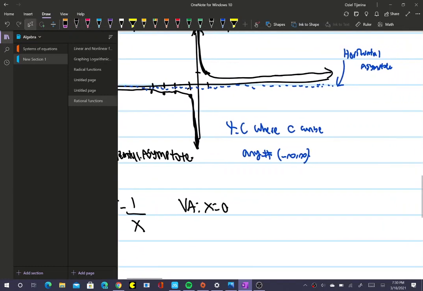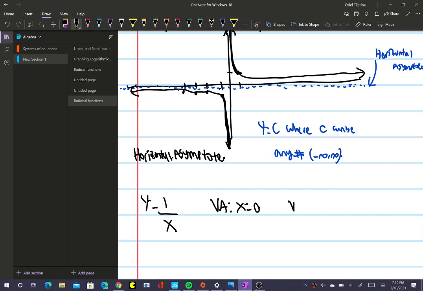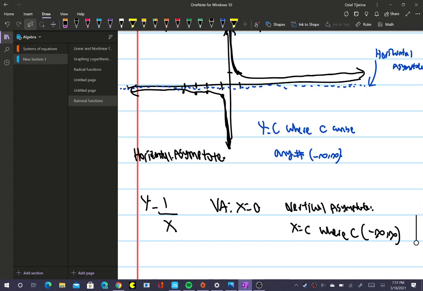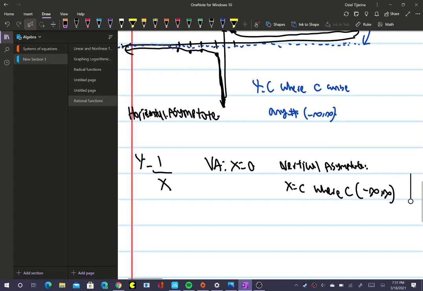One of the things to notice here is that a vertical asymptote is a line denoted by the x value. It's a line of the form x equals c, where c goes from negative infinity to infinity, okay? What that means is that c can be any number. It doesn't matter.